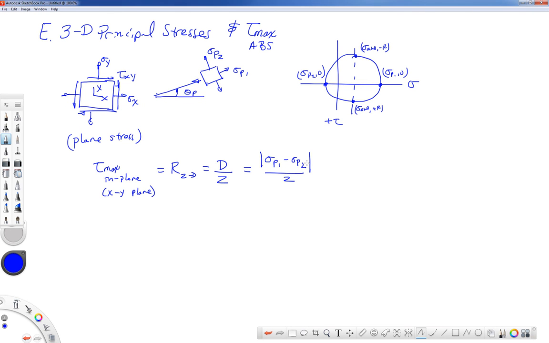Now in general, there are always 3 principal stresses, not just 2. Even when my stress state looks like a state of plane stress, it turns out I have 3 principal stresses, and just one of them is equal to 0.